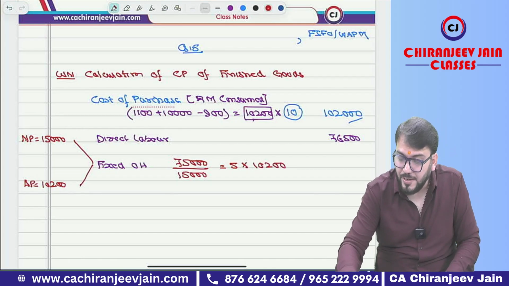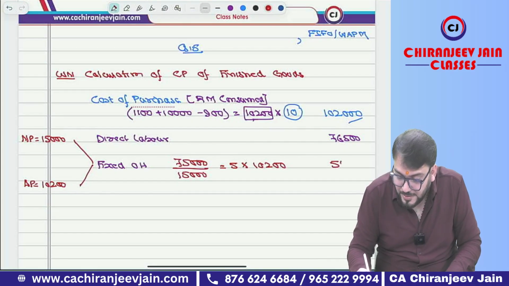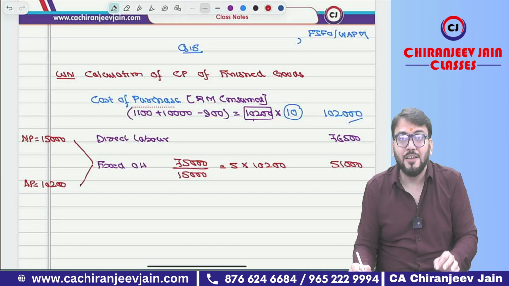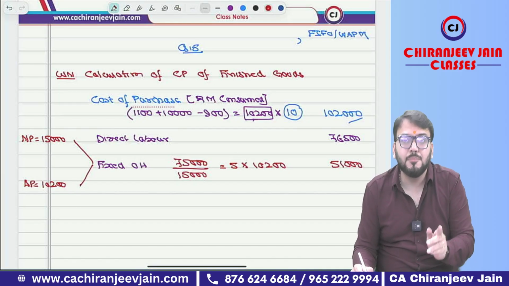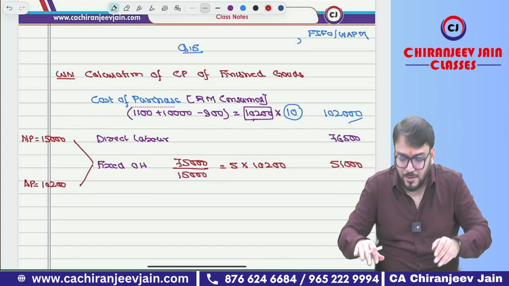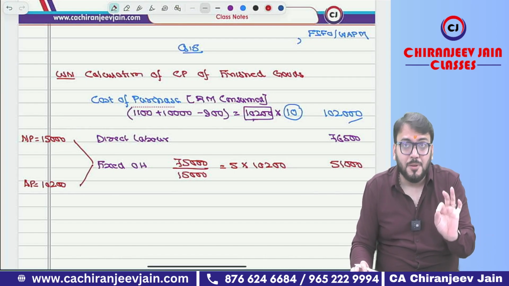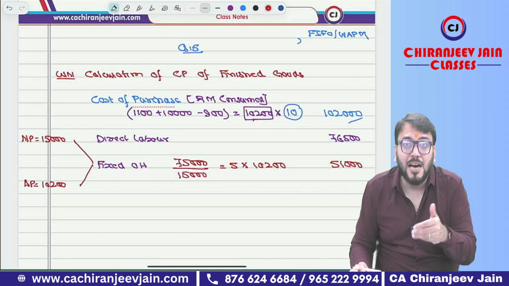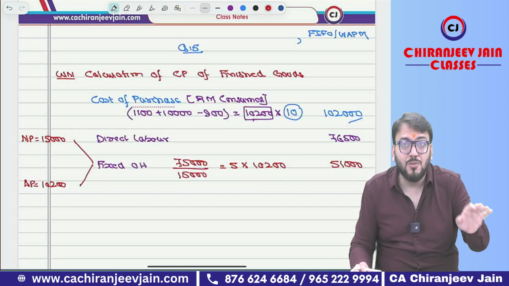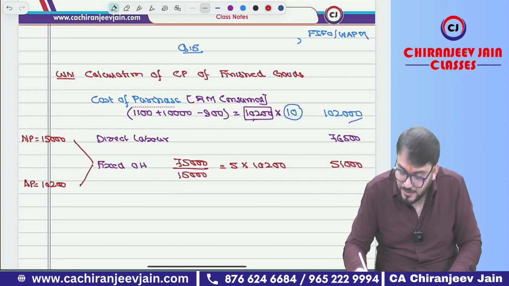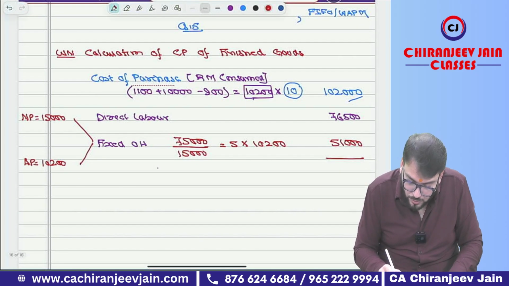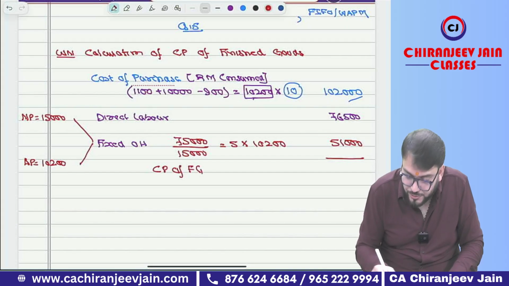So 10,200 into 5 is equal to 51,000, and the balance fixed overhead will be charged to PL account as an expense, because that is not required. We are not writing a note for that, but you can write down that balance fixed overhead remains unabsorbed. It will be charged to PL account as an expense.